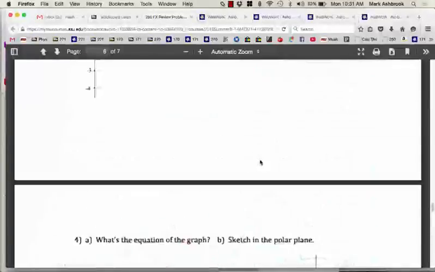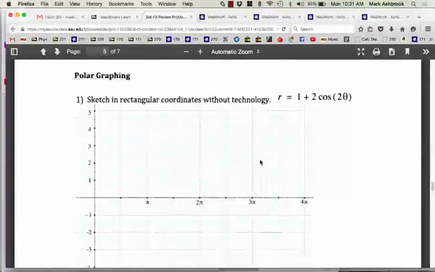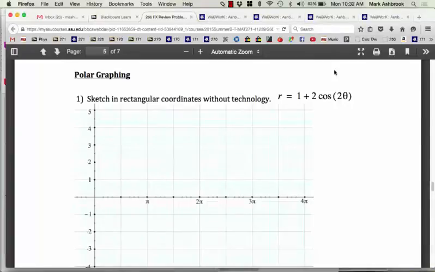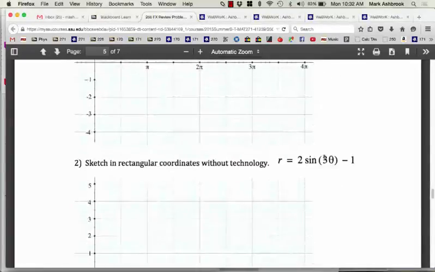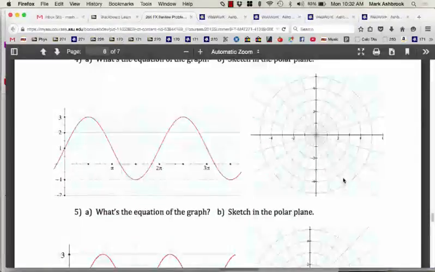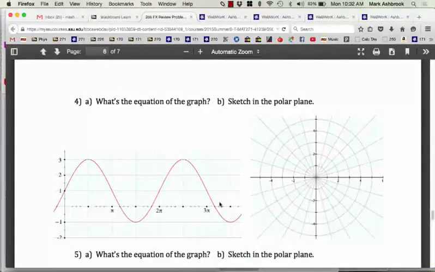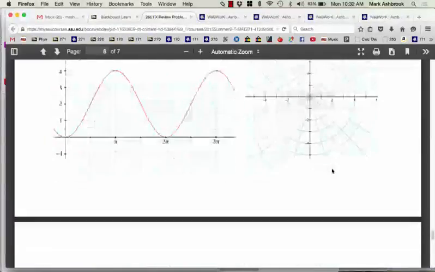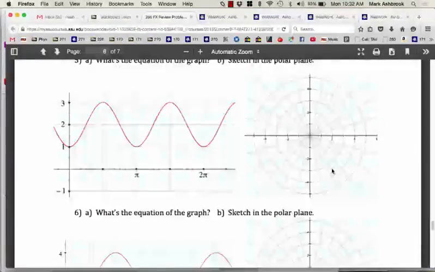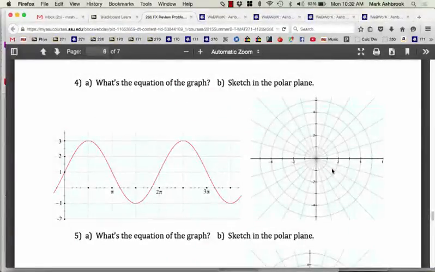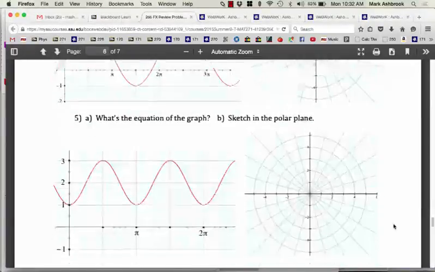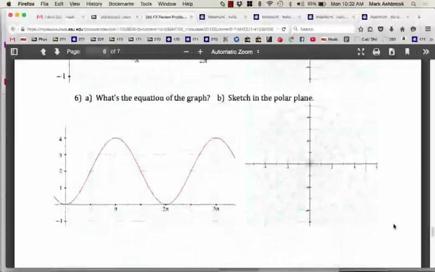So in terms of graphing, I'm not going to take the time. This is kind of review from pre-cal. You need to know how to sketch these. So now here, given that graph, can we sketch what's happening in the polar plane? So which one of these three should I do? 4, 5, or 6?